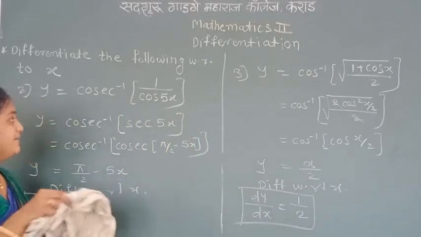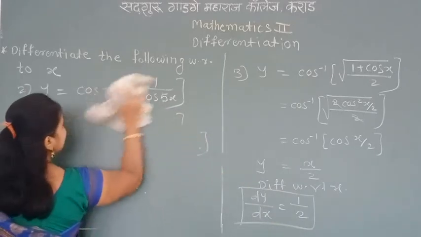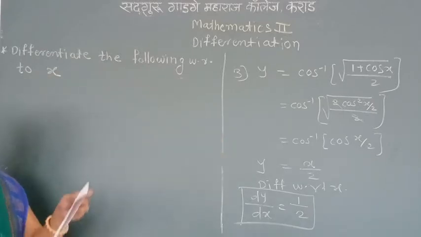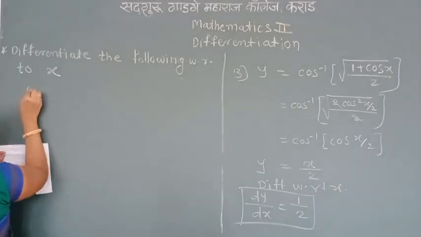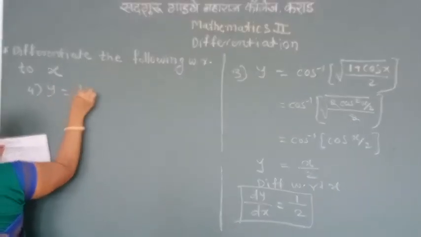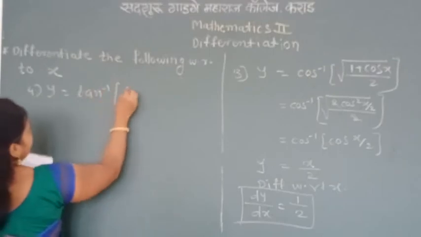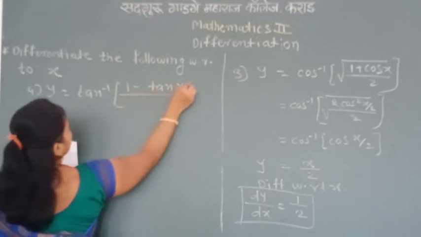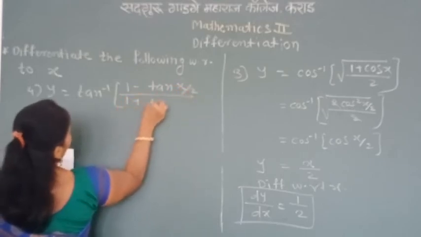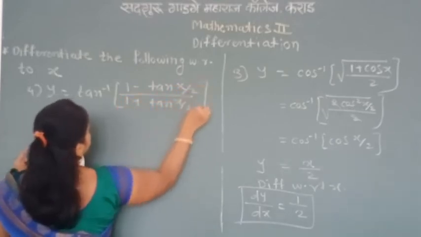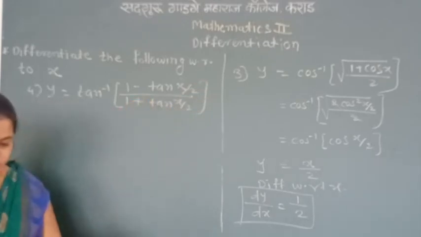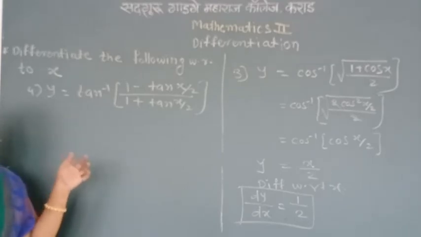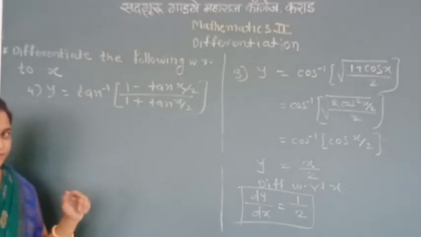Now next example, fourth example, y is equal to tan inverse of, inside the bracket, 1 minus tan x by 2 divided by 1 plus tan x by 2. We know the tan inverse derivative. What is the tan inverse derivative? Tan inverse of x derivative is 1 upon 1 plus x squared.